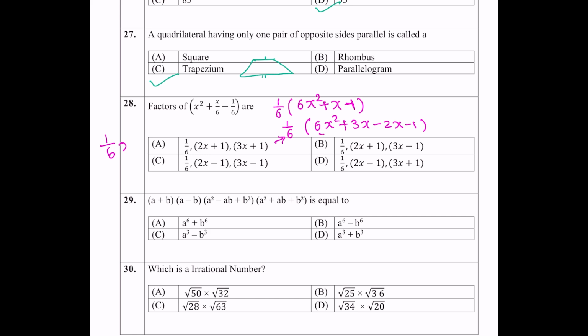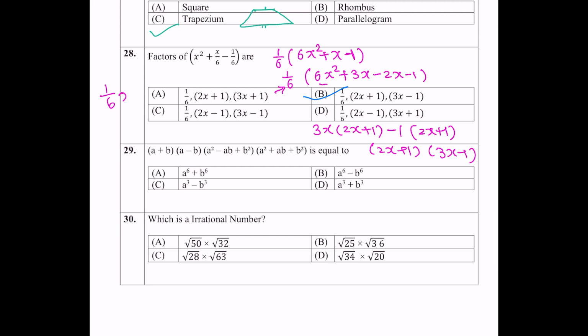Now only focus on this expression. Taking 3x as the common, I write 3x times 2x plus 1. Here I took minus 1 as the common, 2x plus 1. Again, taking 2x plus 1 as the common, we get 2x plus 1 times 3x minus 1. So basically one factor is 1 by 6, another is 2x plus 1, another is 3x minus 1. If you check the options, option B is the correct one.